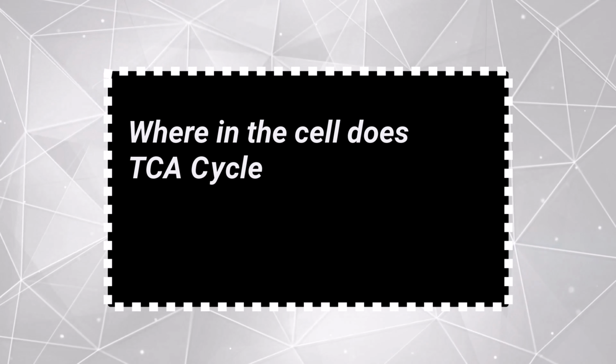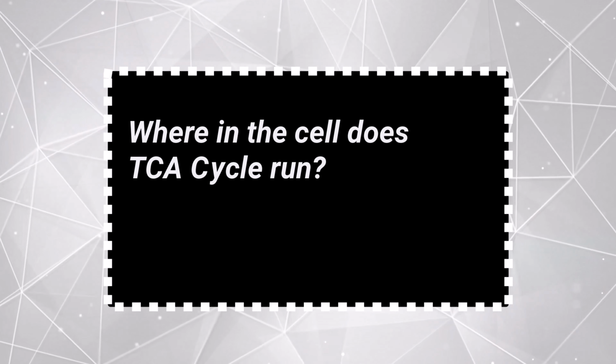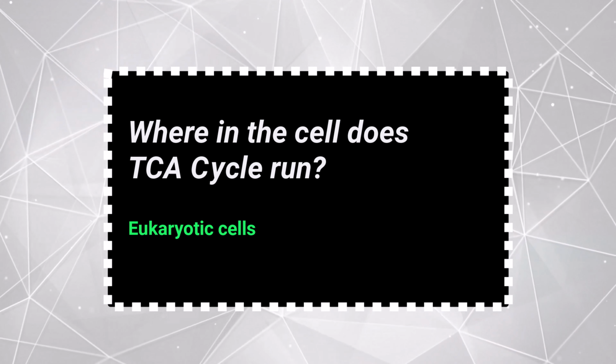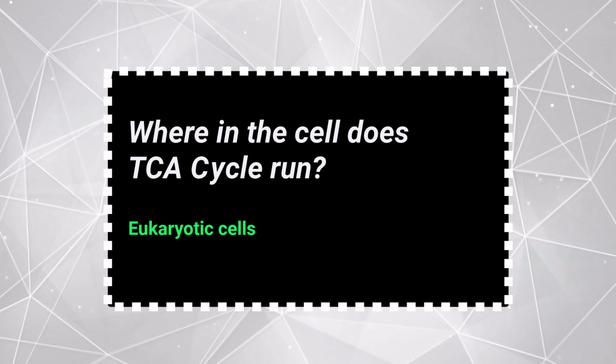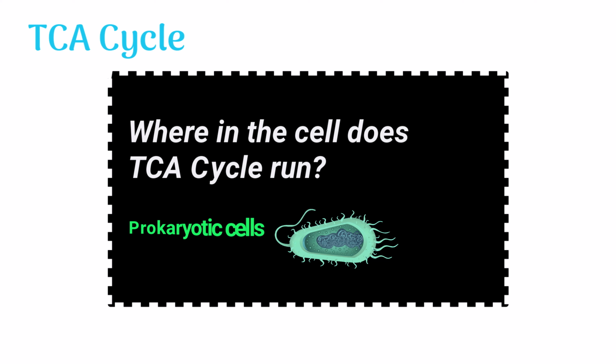Where in the cell does TCA cycle run? In eukaryotic cells, it occurs inside mitochondria. But where exactly in mitochondria? It happens inside the matrix. Matrix is the space inside the inner mitochondrial membrane, and this is the spot where TCA cycle runs in a eukaryotic cell. In prokaryotic cells, TCA cycle runs in the cytosol because they lack mitochondria.